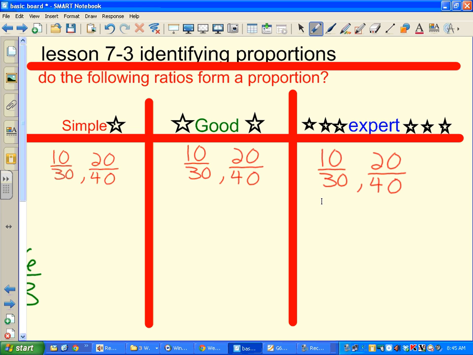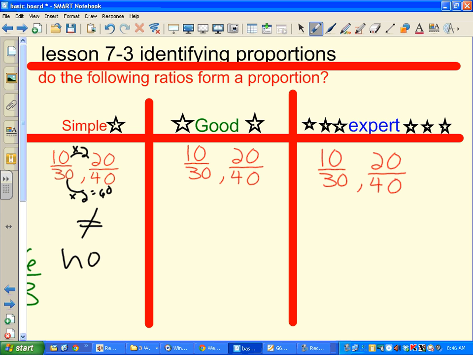Now 10 times what gives me 20? Well, 10 times 2 gives me 20. But 30 times 2 should give me 60. But what we have in there is 40. So the answer is no, these are not equivalent. At least that's what the simple way tells me. Let's see if the good way agrees.